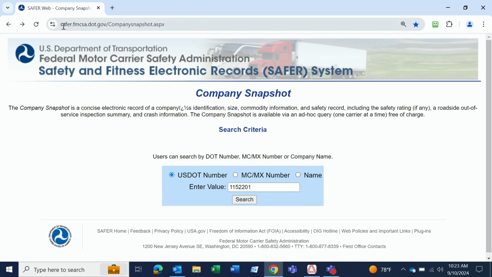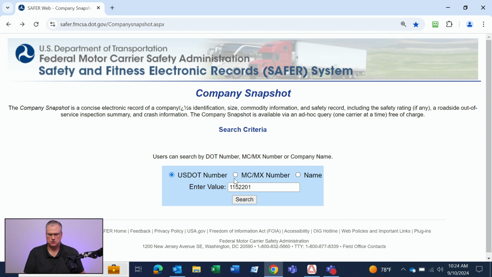So if you'll follow along with me, if you see up here in the URL, we've got safer.fmcsa.dot.gov, and then you're going to want the CompanySnapshot.aspx. Once you're there, you should know your DOT number. It's public information. I'm going to use this DOT number here.